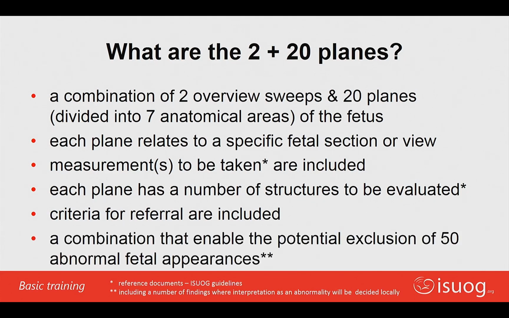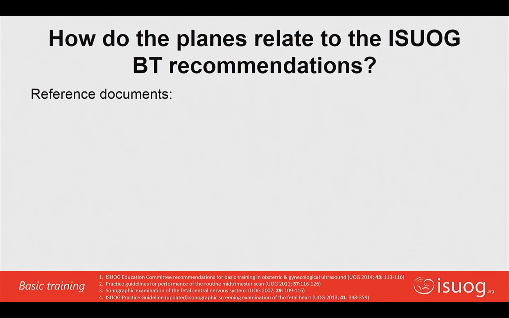And the combination of the 2 plus 20 planes, as I've said before, will enable the potential, if it's done correctly, exclusion of the 50 abnormal fetal appearances, which are listed on the back of that sheet of paper. Now, some of those will depend a little bit on local practice. Not every department will assess as much of the fetus as other departments, but what we have addressed here is a combination of what is included in the ISUOG guidelines and also what the Basic Training Committee feel should be component parts of a routine approach. So there's a little combination of both.